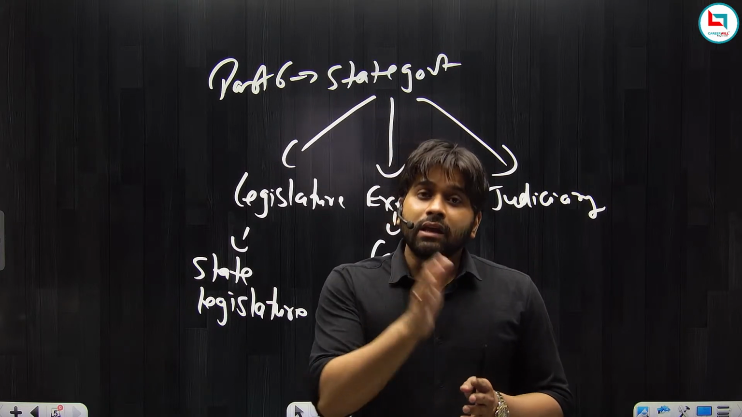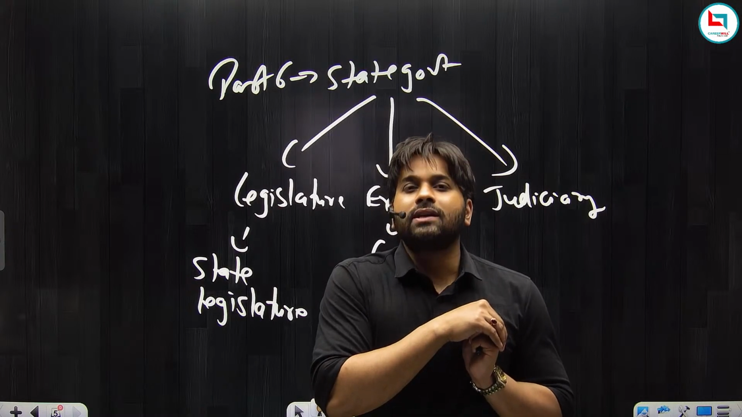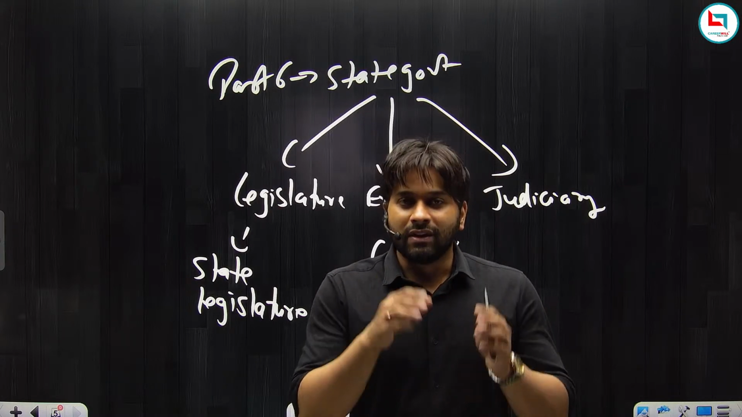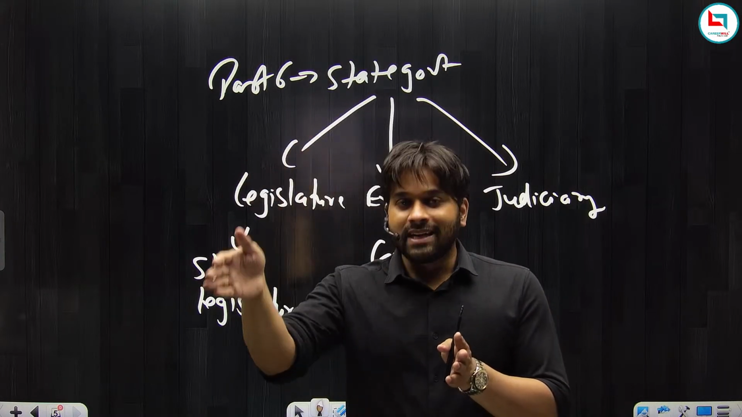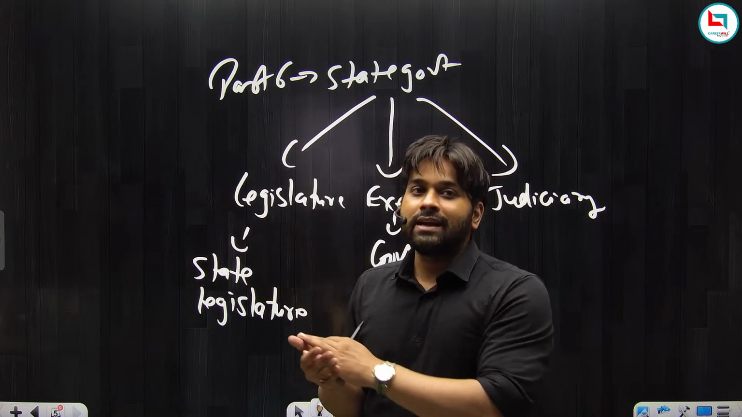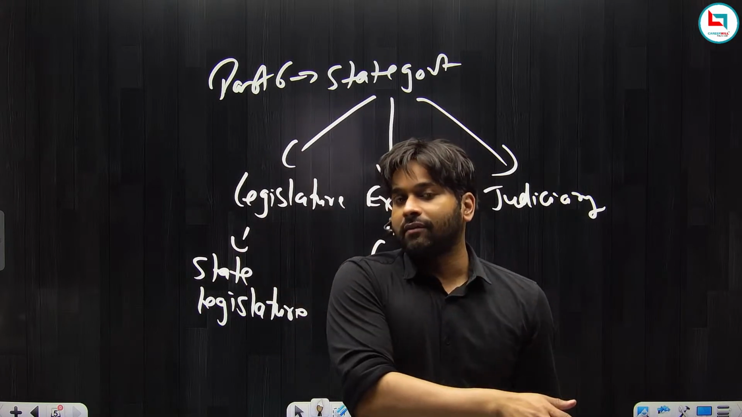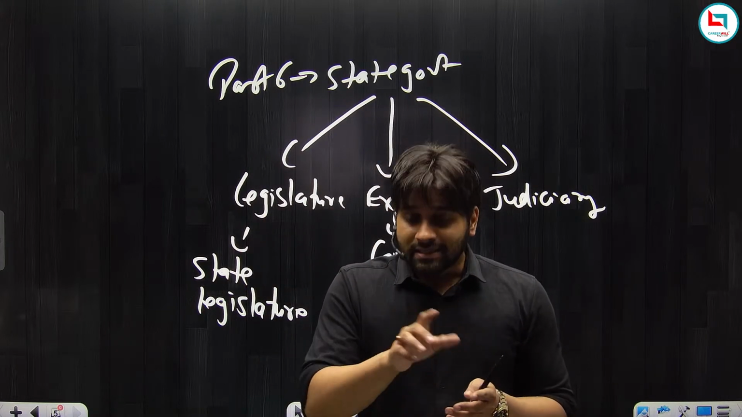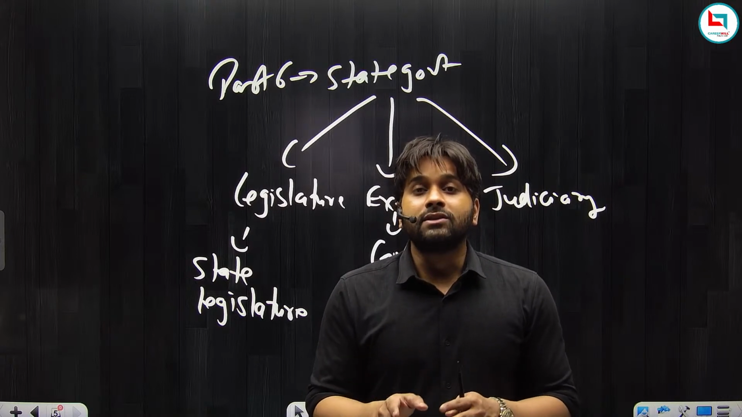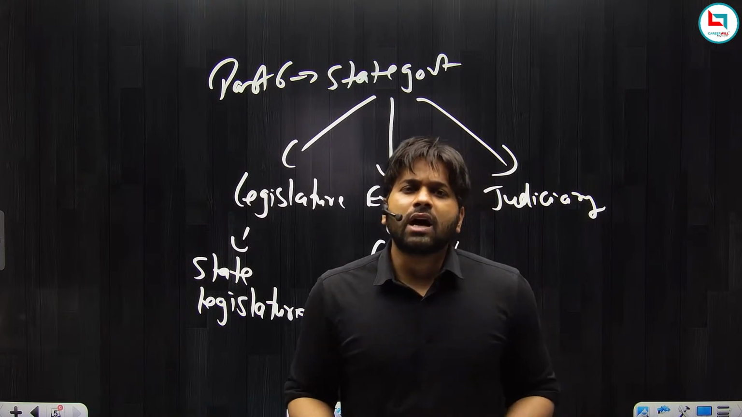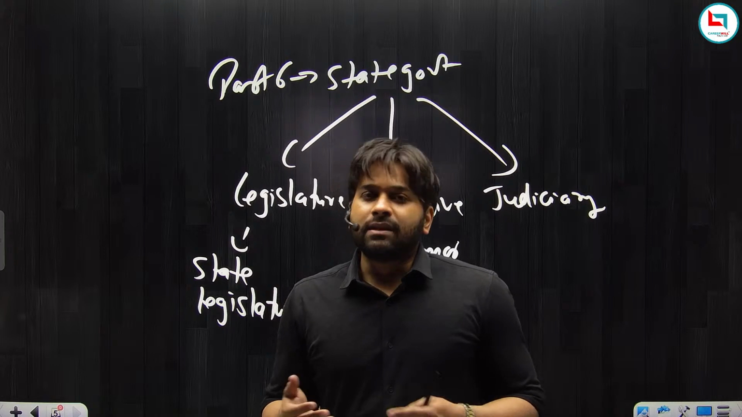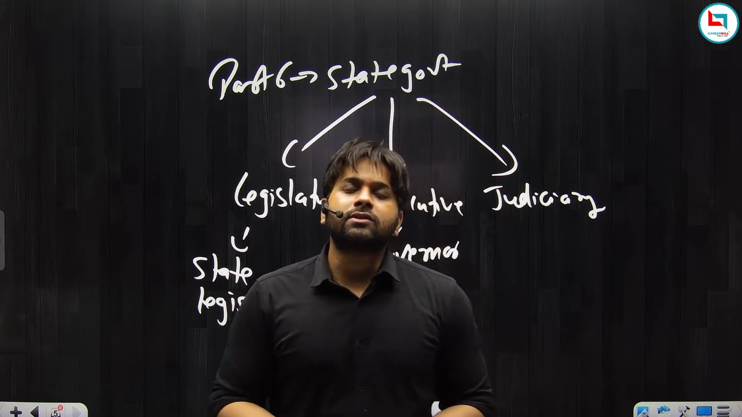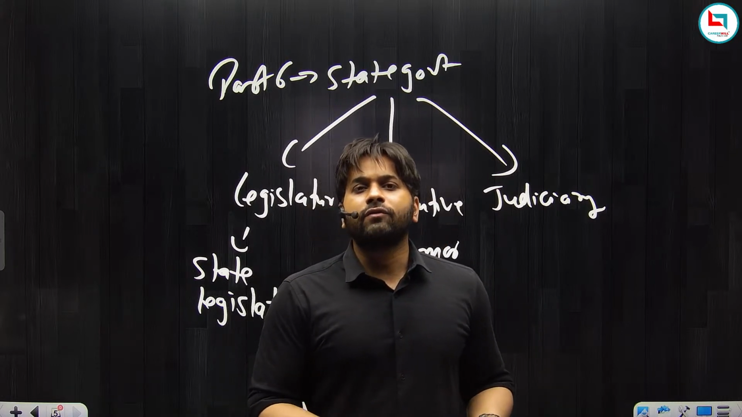For example, if we study the PM, then we will also study the CM at the same time. We will divide the notes in two parts. On the left hand side, we will write Prime Minister, and on the right hand side, we will write CM. Then you will see that yes, there is a similarity between the Prime Minister and Chief Minister. What all functions are performed by the Prime Minister at the Centre, similar kinds of functions are performed by the CM at the level of state.